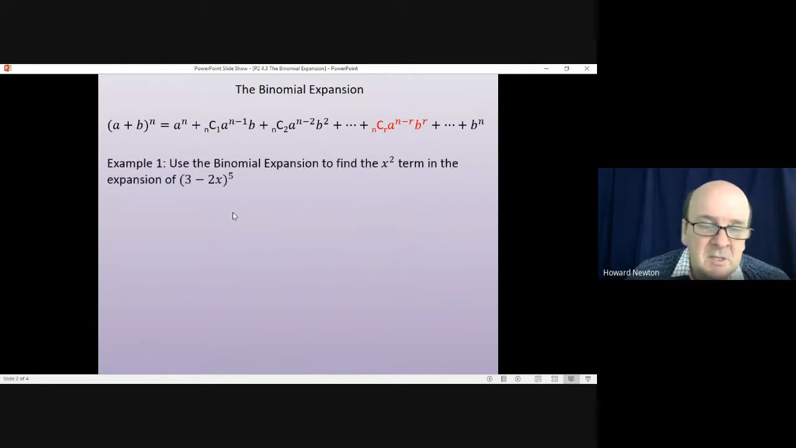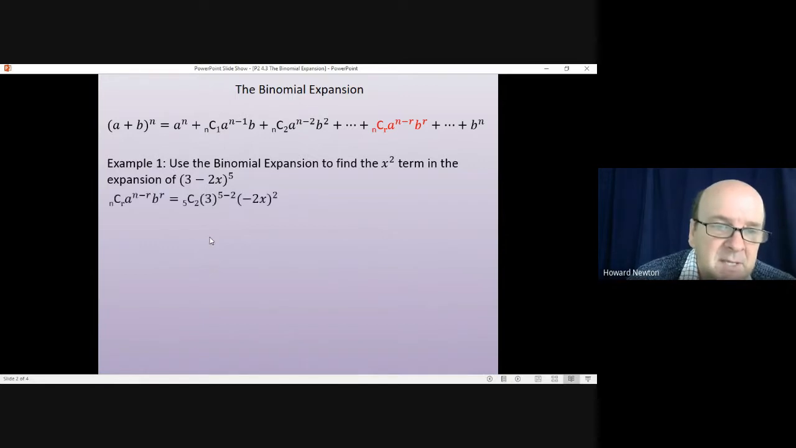Now, how does it get used in practice? So example 1, use the binomial expansion to find the x squared term in the expansion of (3 minus 2x) to the 5. Now, I'll talk you through the beginning of this and then let you finish it off. There are 3 parts, and you just need to understand where all those 3 parts come from. So the general term, nCr, a to the n minus r, b to the r, is what we've written here. And then we've just substituted in everything that's relevant for the question they've asked us.